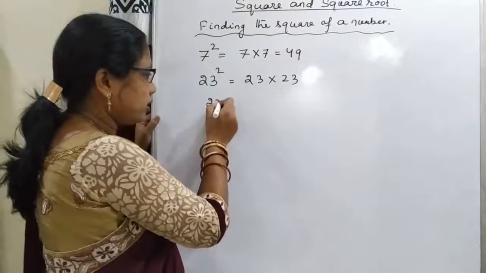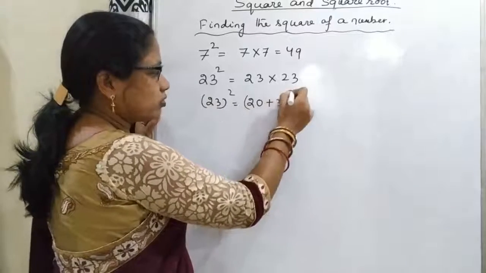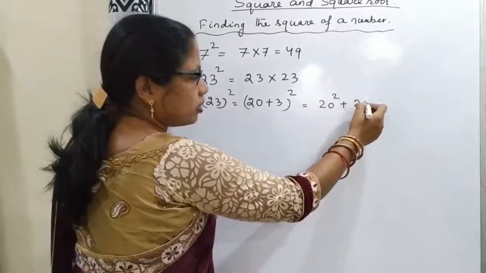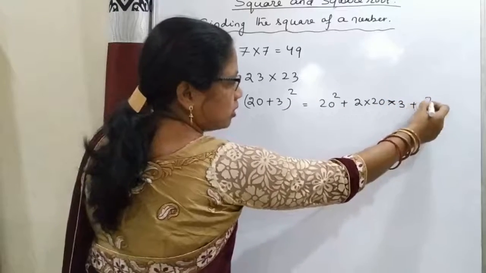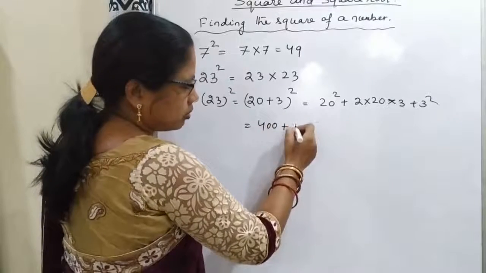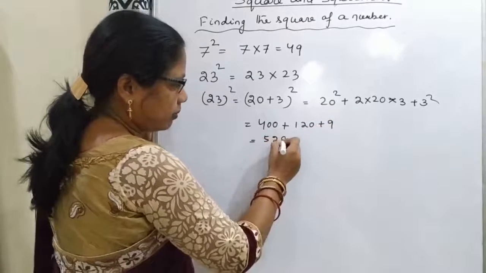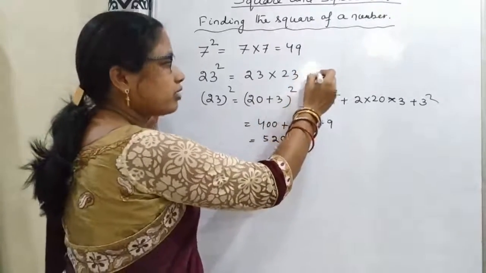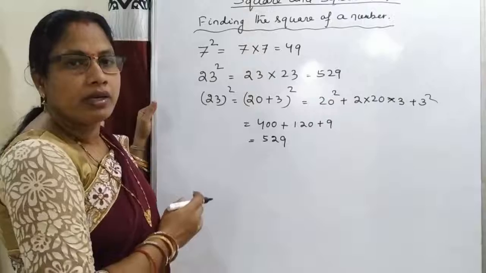That means 23 square is equal to 20 plus 3 whole square. So this is equal to 20 square plus 2 multiplied with 20 into 3 plus 3 square. So this is equal to 400 plus 120 plus 9, which is equal to 529. If you multiply 23 by 23, you will also get 529. So in this way, you can find the square of a given number.